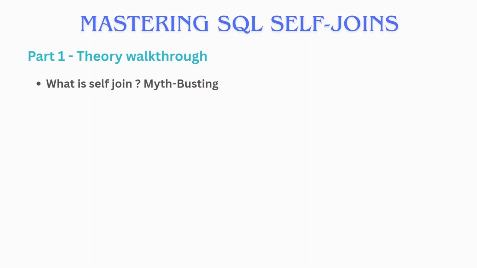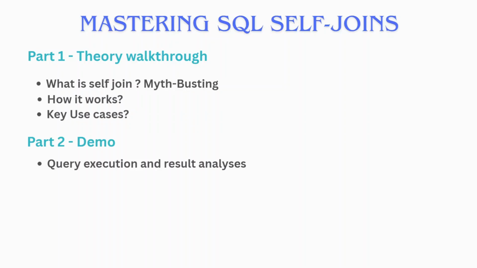And today in this video we are going to explore self-join, which is one of the most misunderstood concepts in SQL. So we will divide this video in two parts. In part 1 we will see a theory walkthrough: what is self-join, myth busting, how it works, what are the different key use cases. In part 2 we will see a quick query execution and the result analysis. So in the next 15 to 20 minutes we will be masters of self-join in SQL. So let's begin with the first part.